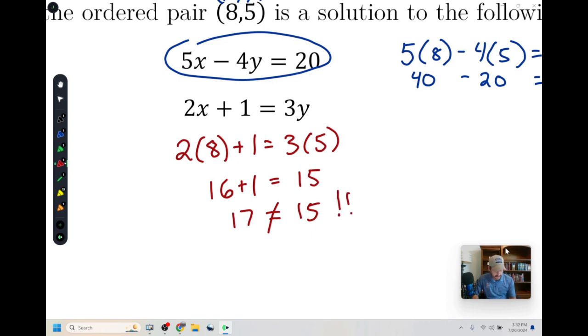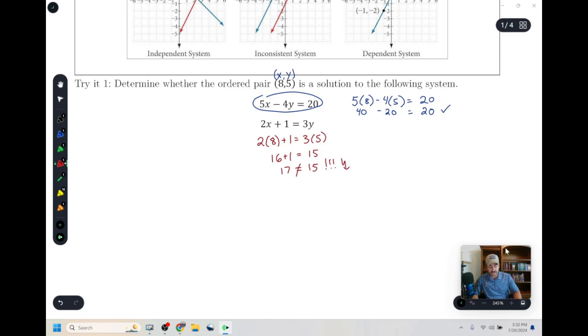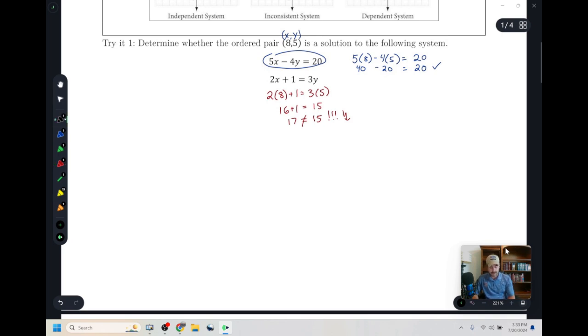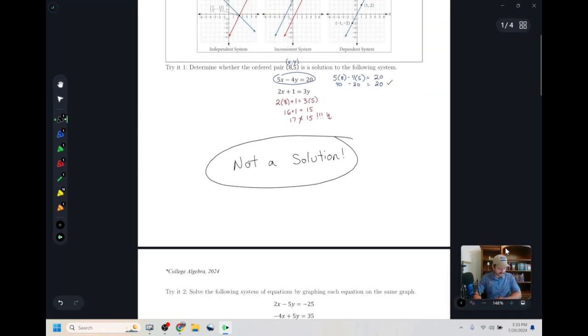And so we've got ourselves a problem. It does not fall on the second graph, or 8 comma 5 is not a point on the red graph. And because it's not on both, it is not a solution. We could go and find that solution, which we'll do here in a little bit, but because this question just has to determine whether it was or was not a solution, we can say it's not a solution. All right, let's keep going.